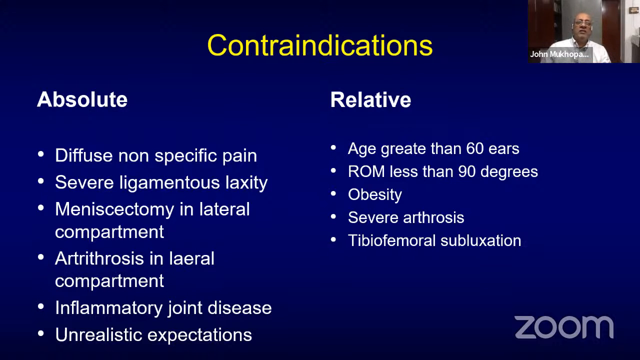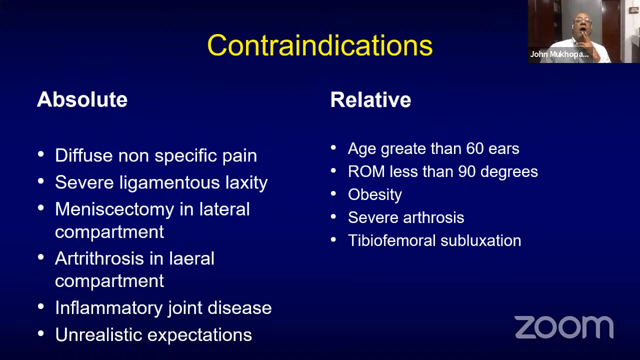Now, if the pain is diffuse throughout all 3 compartments of the knee, that's not a good candidate for an osteotomy. Similarly, if they have severe ligamentous laxity, I don't think you should be doing just an osteotomy. You may have to combine it with ligamentous procedures. Now, if you're going to do an H.T.O., which is for a medial compartment osteoarthritis, and the patient has already had a lateral meniscectomy, then when you change the loading to the lateral compartment, you're likely to cause arthritis in the lateral compartment as well. So that would be a contraindication.